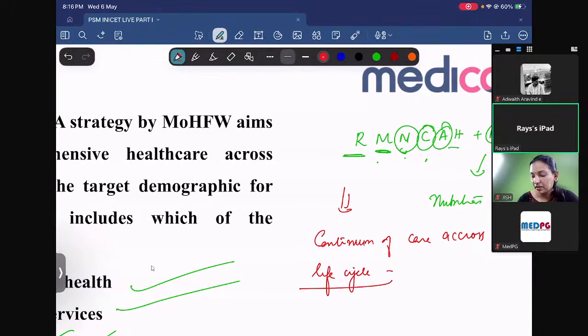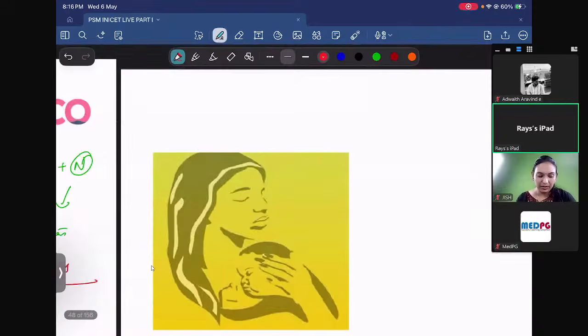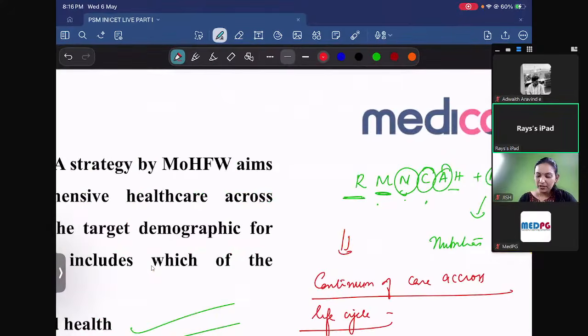Okay. So continuum of care across life cycle is the core concept of this RMNCH plus N program. Under this, we have different aspects. Okay, we'll see one by one. Under the reproductive health, we have all reproductive health aspects. Maternal health, we have the maternal health aspect.